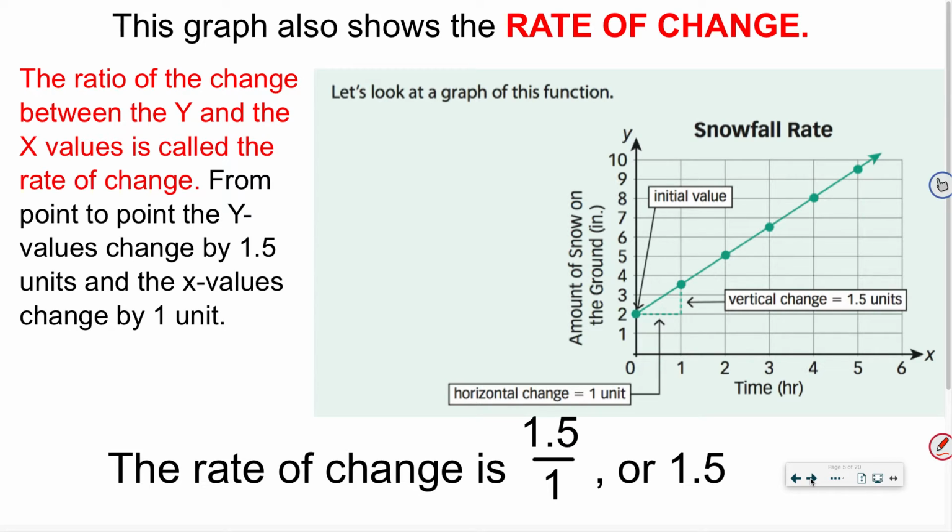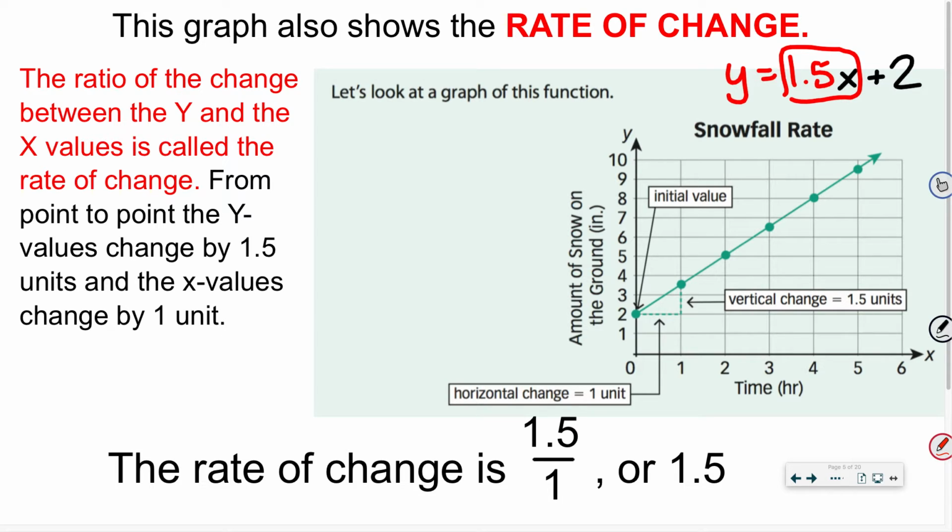What other number in this was 1.5? What other number did we identify before as 1.5? When we wrote the equation for this graph, we wrote this. What did we say that 1.5 was? The slope. It represents the same thing.